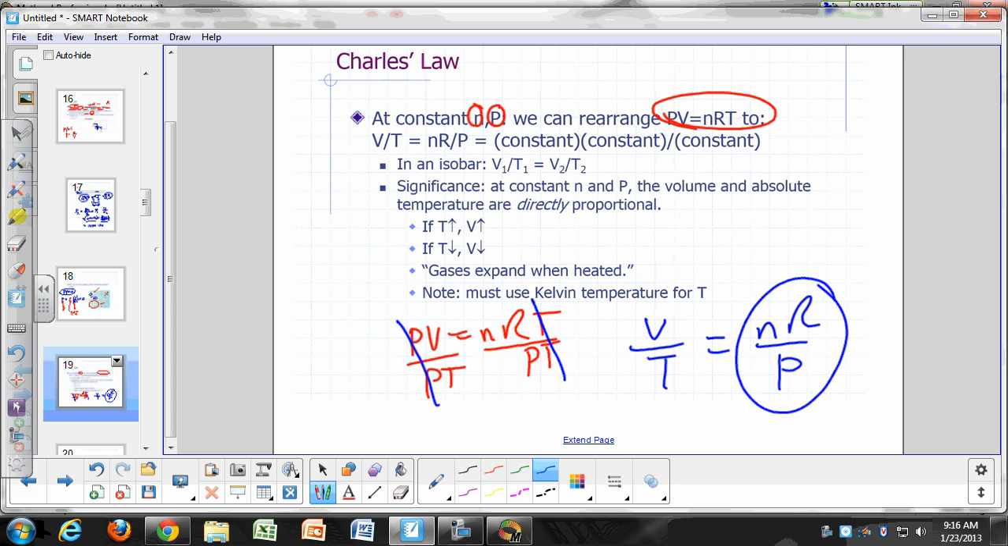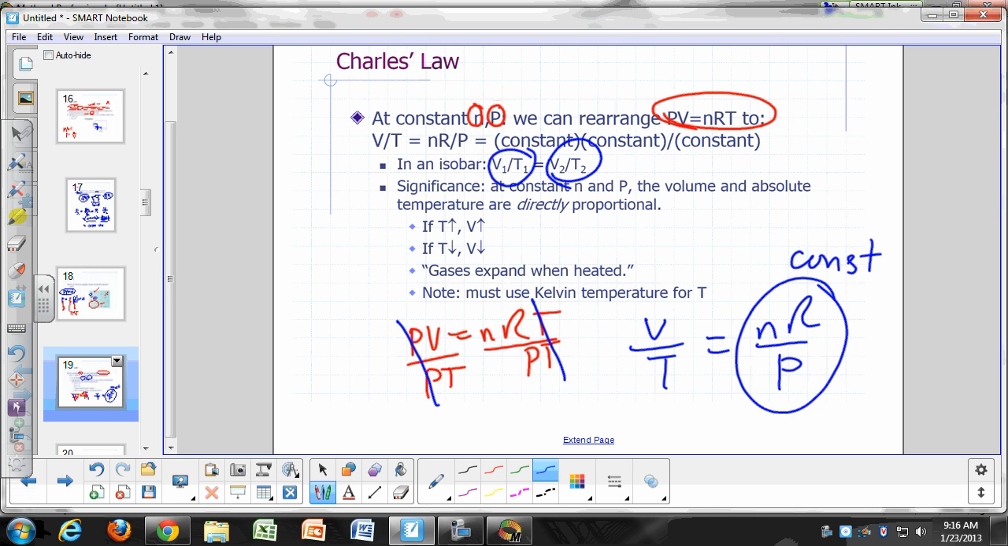And just collecting all the constants on one side, I say V over T is a constant. Whenever the ratio of two things is a constant, we say those two things are directly proportional. Right? So in other words, under these conditions, V1 over T1 would be equal to V2 over T2.